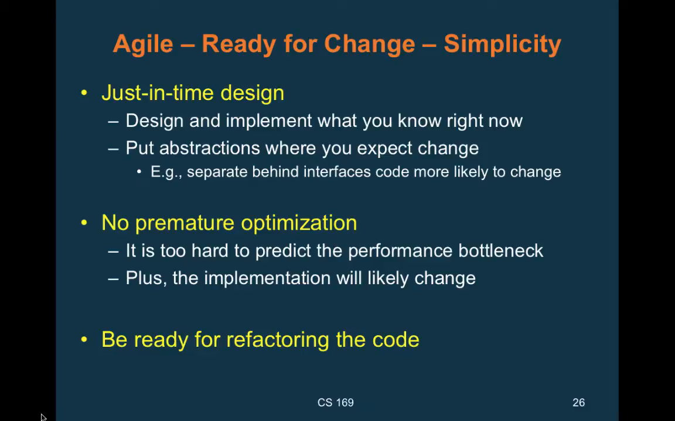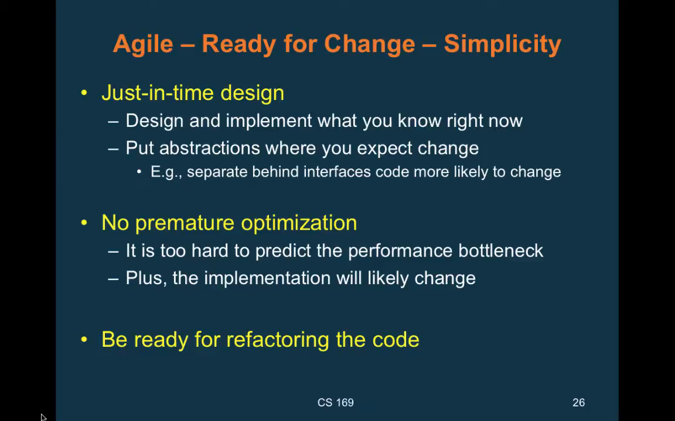It's really too hard, I would say even impossible often, to predict where the performance bottleneck is. And I'm not talking about a very small backend. If you have a backend that has many, many moving parts, databases that need to scale to a large number of users or tables, it's too hard to predict initially which part of that database transactions will actually be too slow. You actually have to measure and see that. So don't try to optimize prematurely.